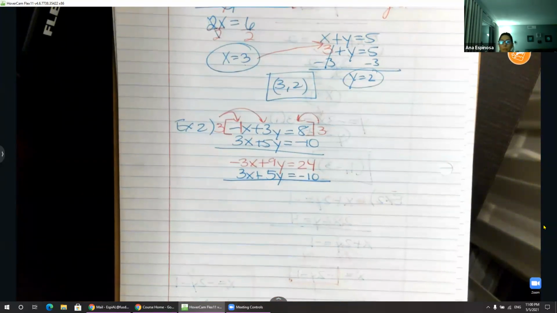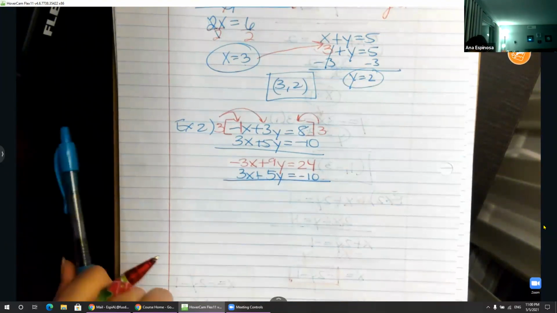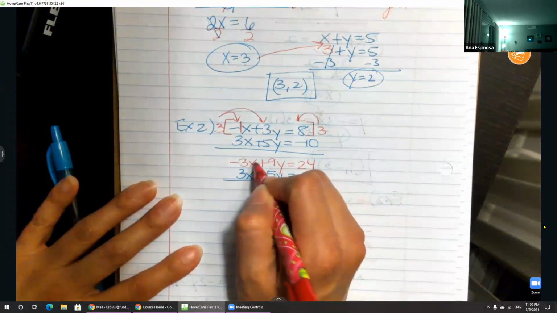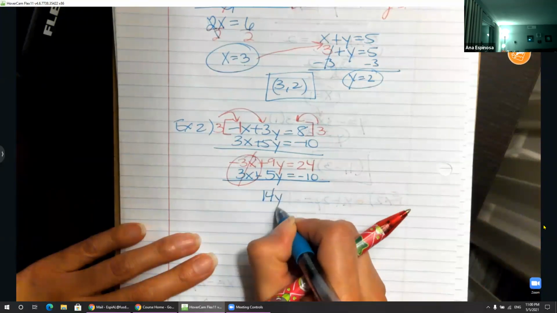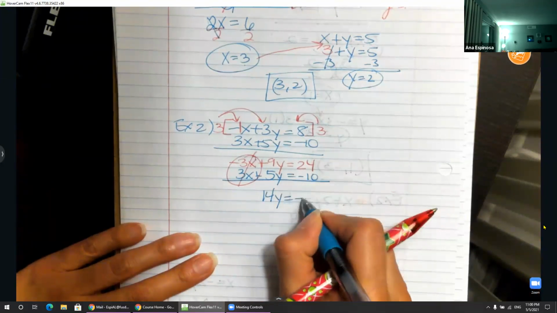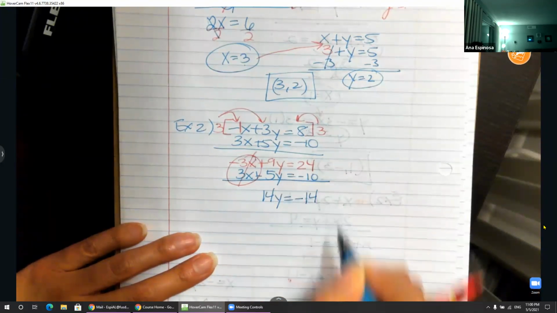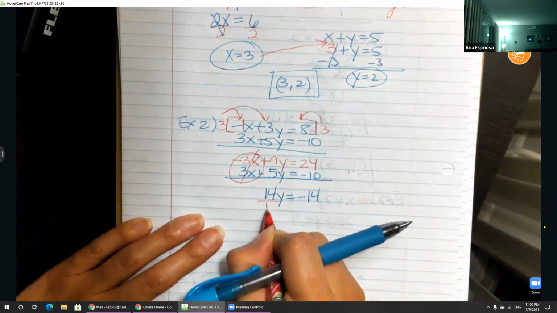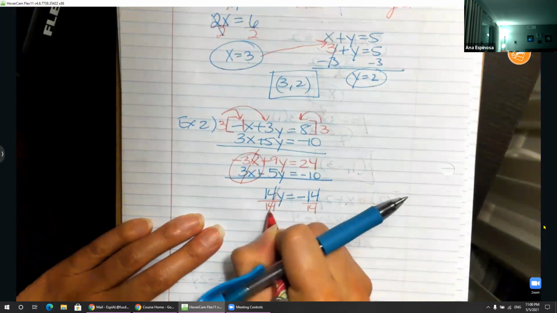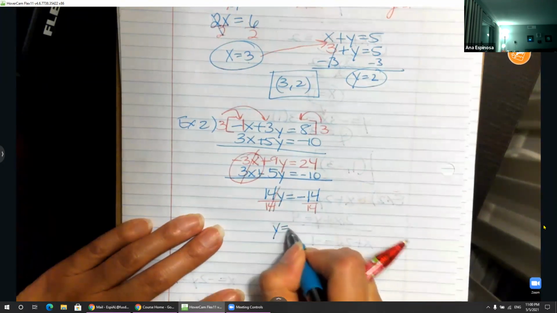So you purposely multiply one equation by something to make the coefficients on whatever variable you choose opposites of each other. So when you add down, these go away. This gives us 14y, and this gives us -14. Make sure you don't miss a negative. Divide by 14, and you get y equals -1.